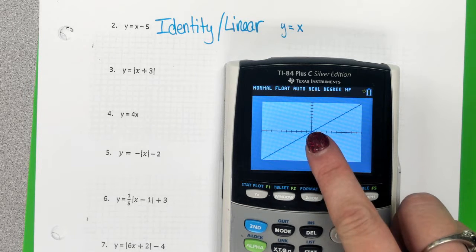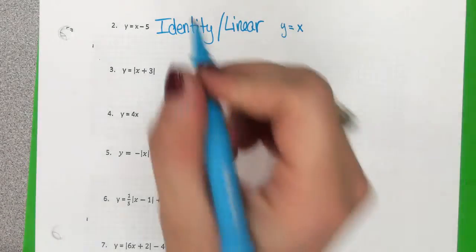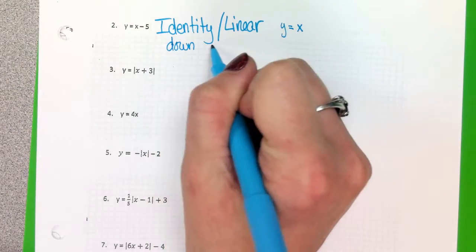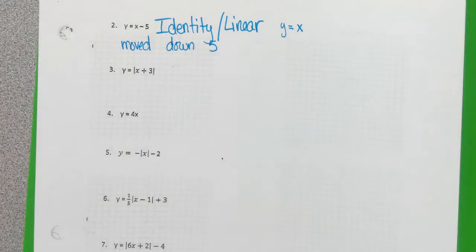It goes right through the origin, and then that's your transformation. So now you can visually see what happened to the graph. So what happened to it? It went down 5. Perfect. Moved down 5.